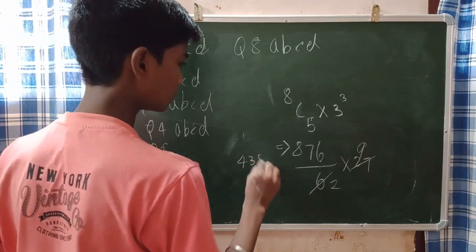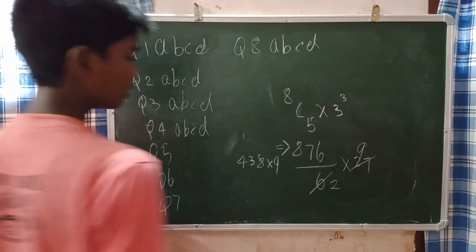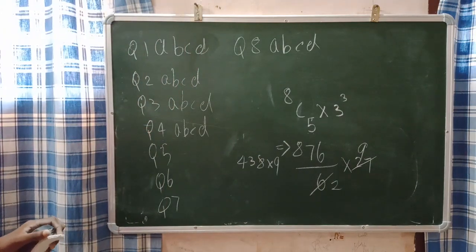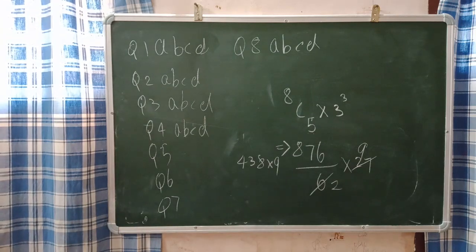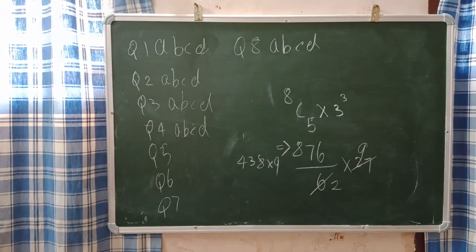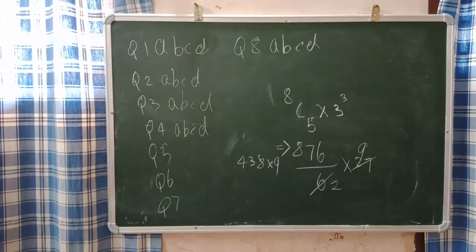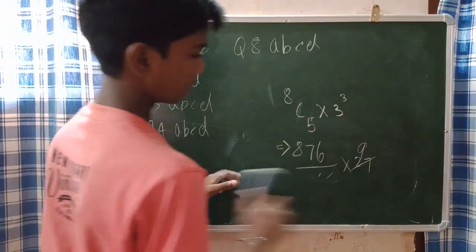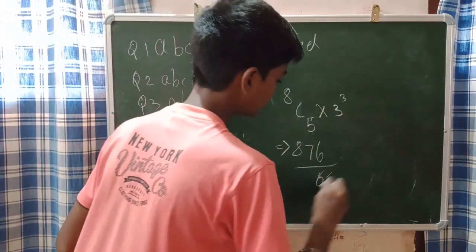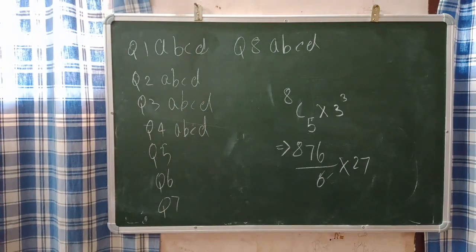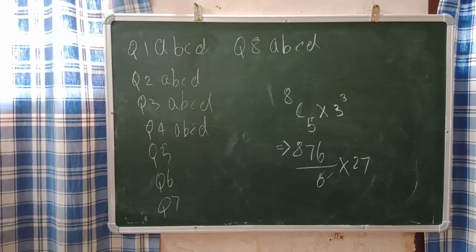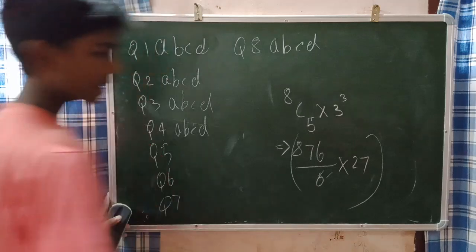438, correct or not? Yeah. Now 438 by 3. So I think, no guys, I will not cancel all like this. Wait. 876 by 6. What confusion is happening? So 876 by 6 is what? This will be the final answer, okay? This will be the final answer.